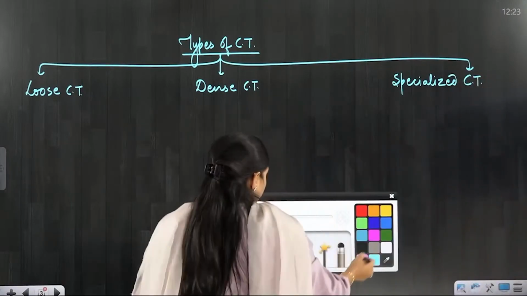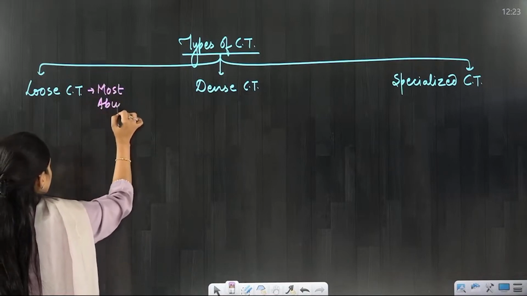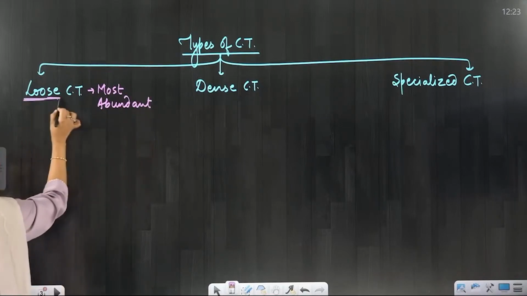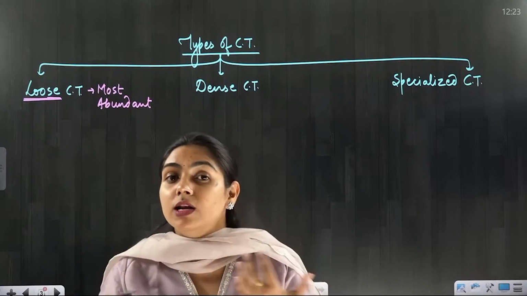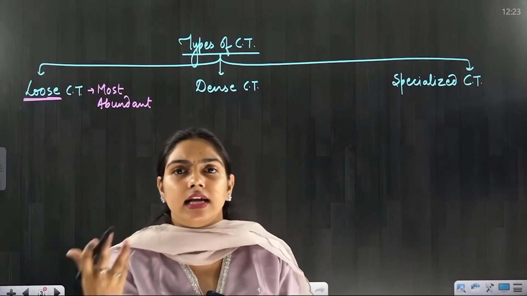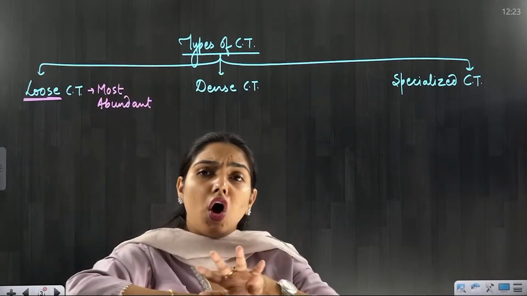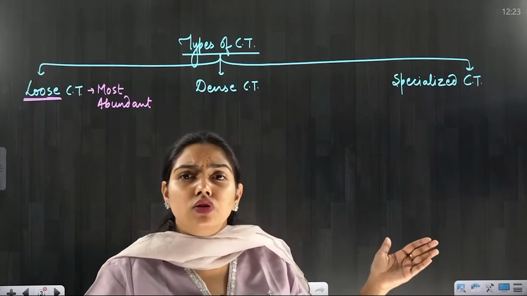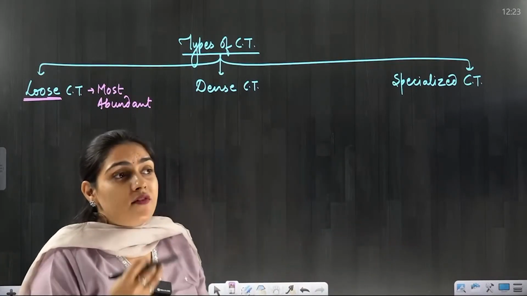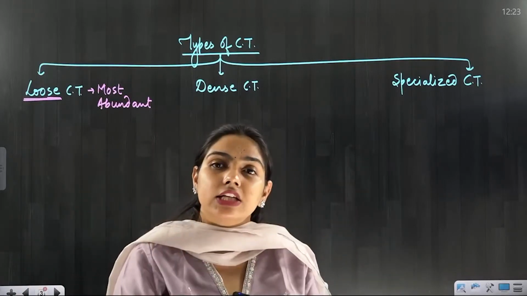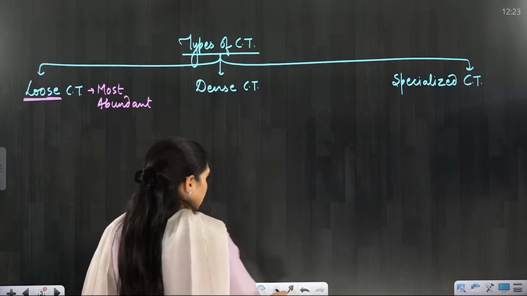Loose connective tissue is the most abundant tissue. Why is its name loose connective tissue? Because the arrangement is loose. Suppose there is a classroom and in that classroom fewer students are there. So the arrangement will be loose. One person can sit at one bench and so many benches are there. But when the classroom strength is very high, all the benches will be completely filled. Very dense arrangement. So many students are there in a small classroom. Just like that, when cells and fibers are loosely arranged in the matrix, it is a loose connective tissue. When cells and fibers are densely arranged, it is a dense connective tissue.